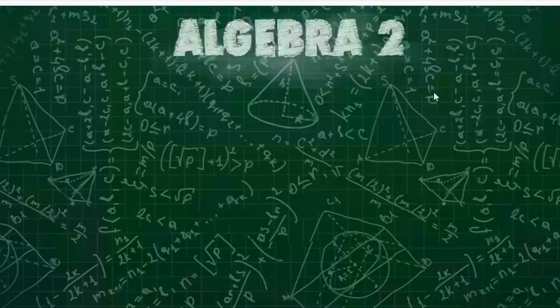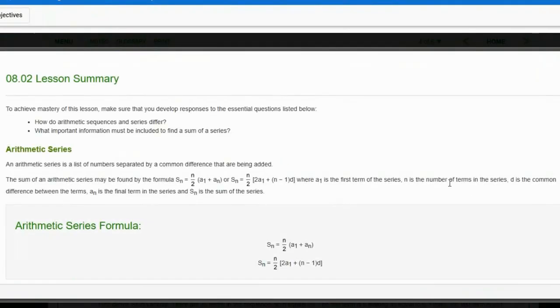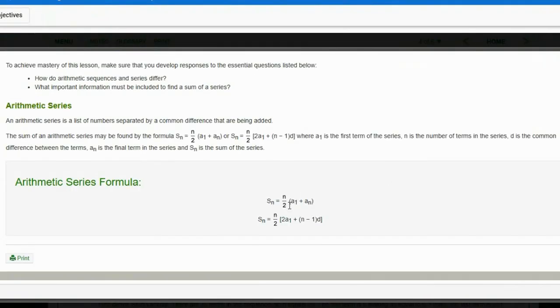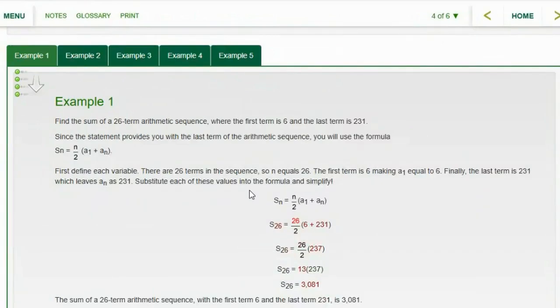All right, let's go to page 4, see what they're going to show us over here. There's our lesson summary right here. It gives us our 2 formulas for arithmetic series. This one when we know the last term, this one when we don't know the last term. So here it is. If you have a printer and want this to be your notes, it's got both your formulas right there. You can print those out and keep that with your notes. Let's look at some examples.